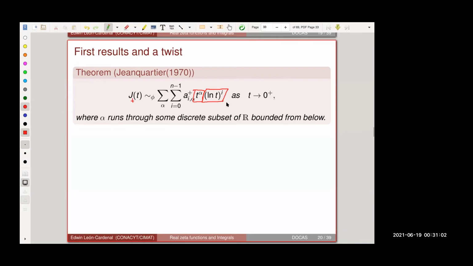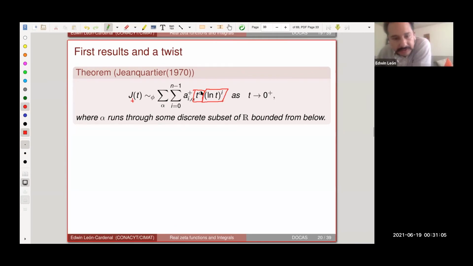Okay, let's continue. So there appear some powers of t and some powers of the natural logarithm of t, okay? What I'm not saying here is where these alphas come from. In this slide, I just say that this alpha runs through some discrete subset of R bounded from below.